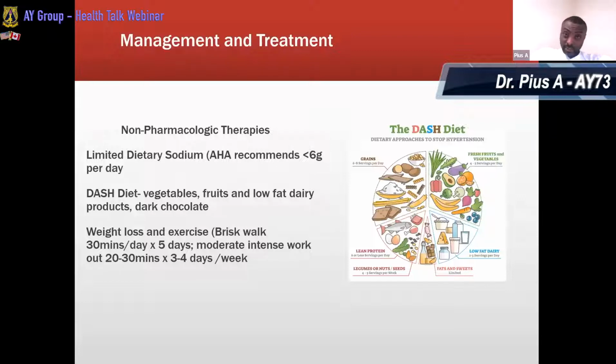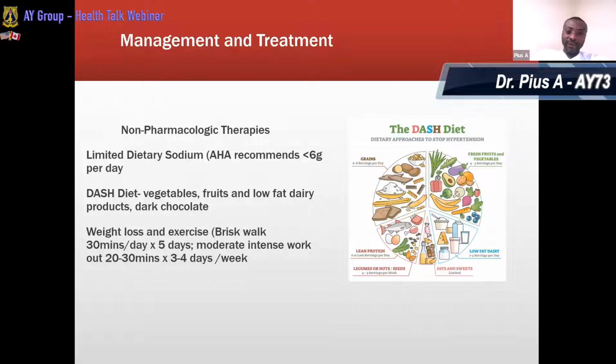Hypertension can be managed, it can be treated. Now, the first thing to do is what George will tell you more about. It has to be non-pharmacologic therapy. You have to prevent it. The public health challenge is to prevent. The first mandate is to prevent, identify, and then treat it optimally.